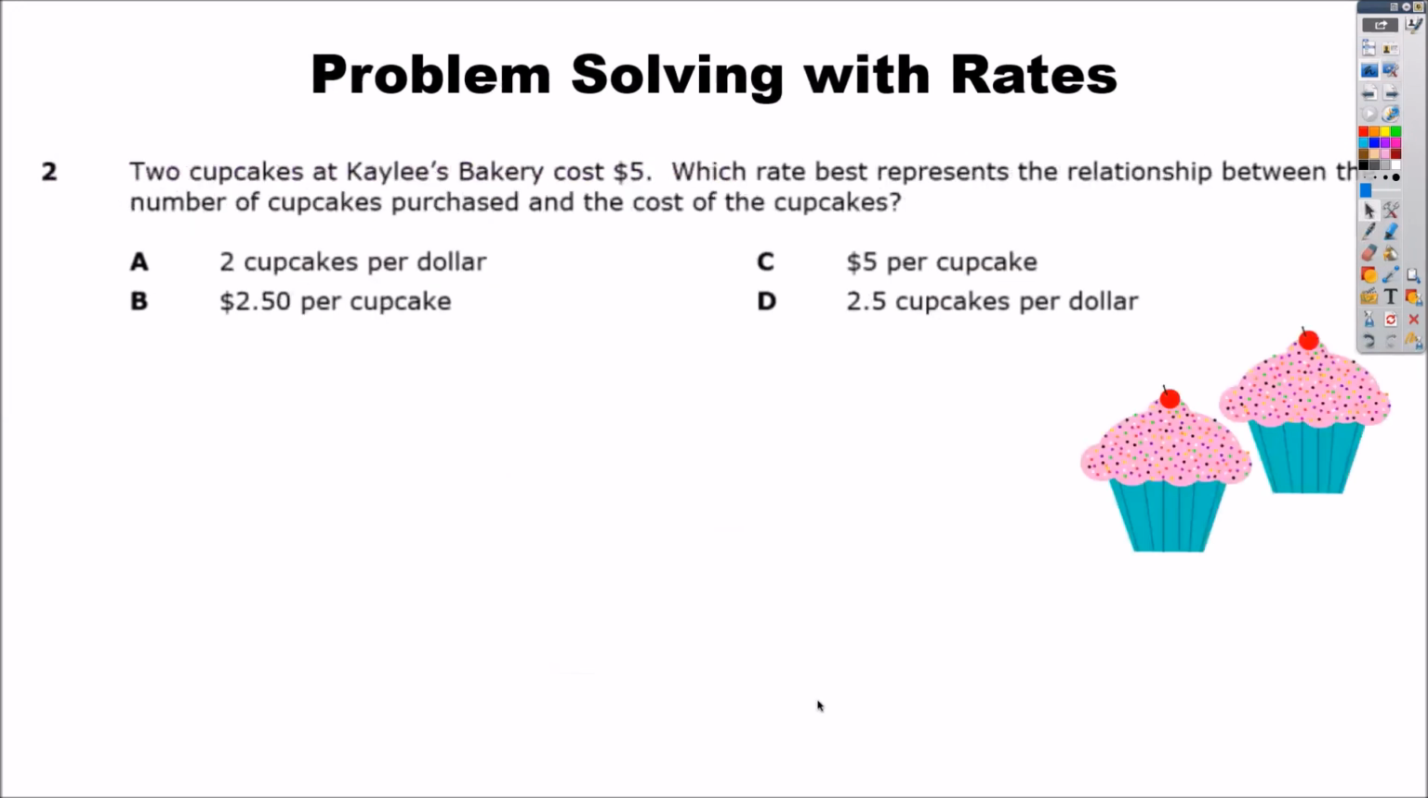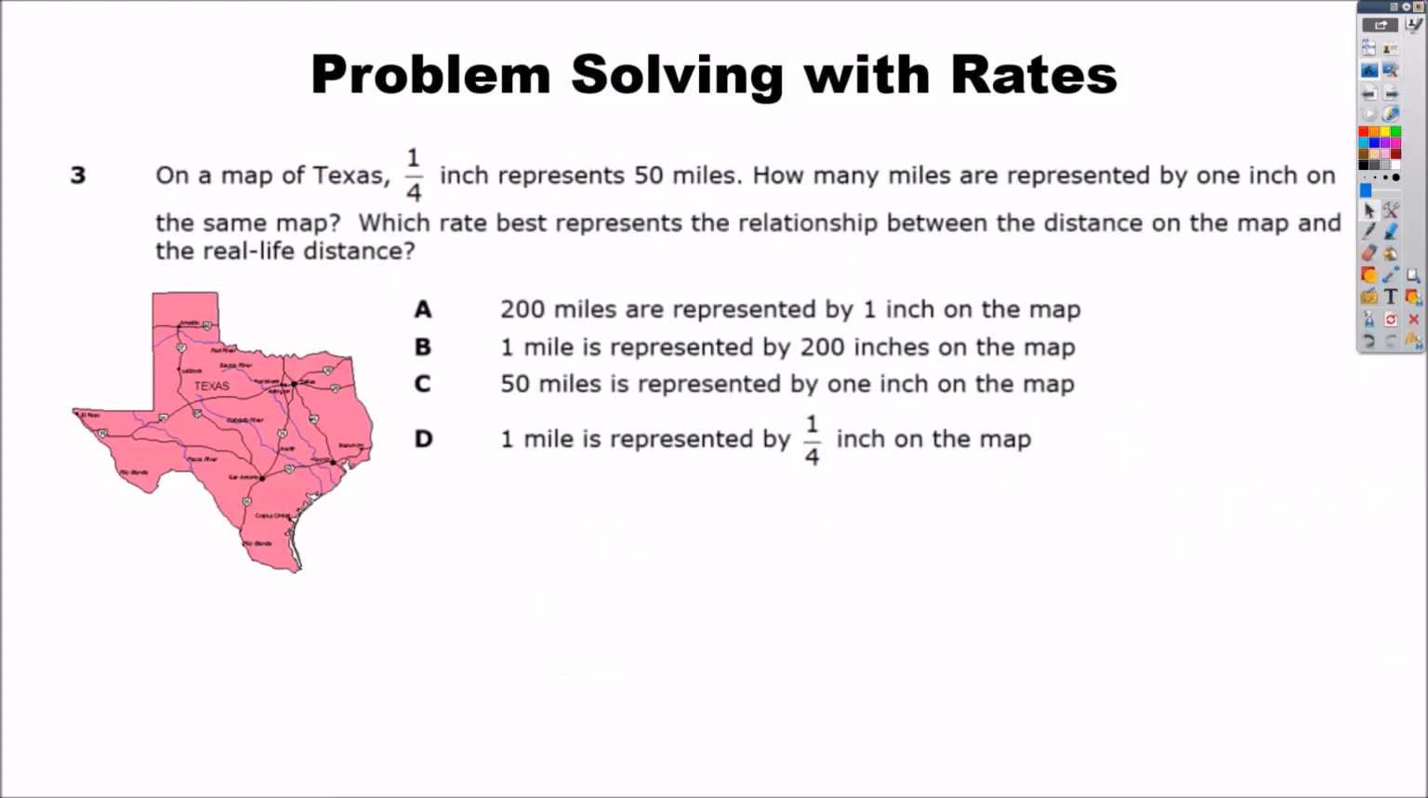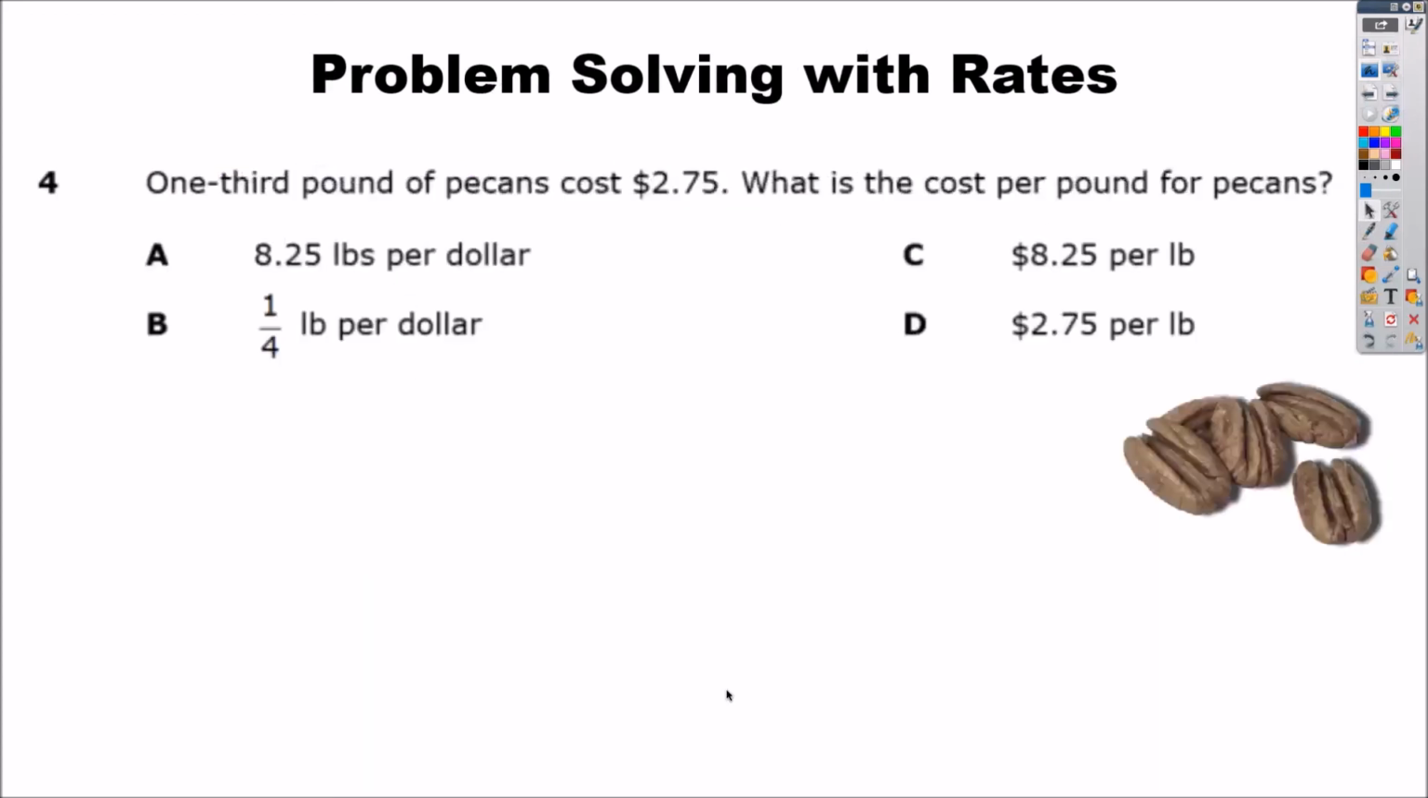I'm going to do problem number 3 with you. I'm going to just show you this. I think it was 3 or 4. I wanted to use problem number 4 with you. So number 4, it says 1/3, I always write the fraction on top, 1/3 pound of pecans costs $2.75. What is the cost per pound? So how much would it cost for 1 pound of pecans?